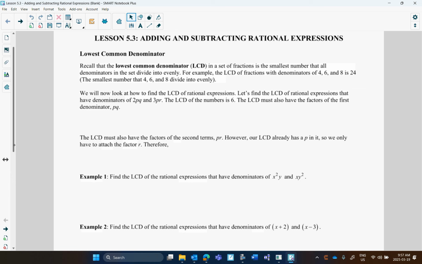Oh, and by the way, the instruction said you didn't have to state non-permissible values. I usually do that for adding and subtracting. I don't make you state them. You're already doing plenty enough work in these questions. Usually for multiplying and dividing, I get you to state.